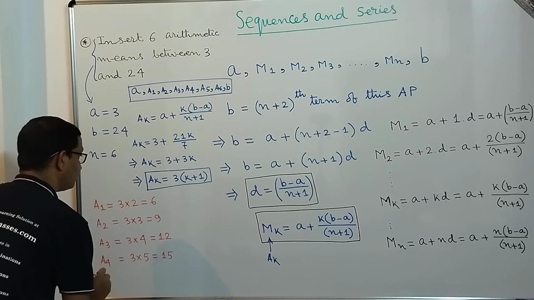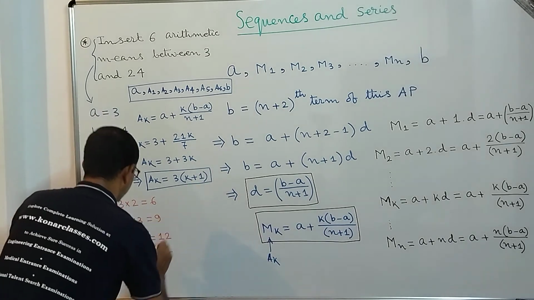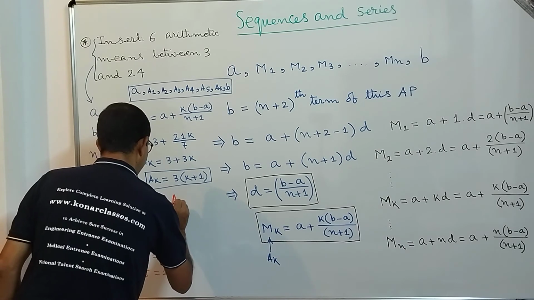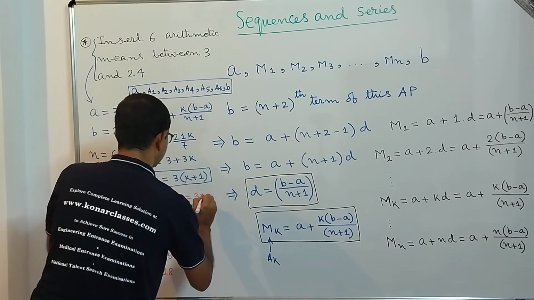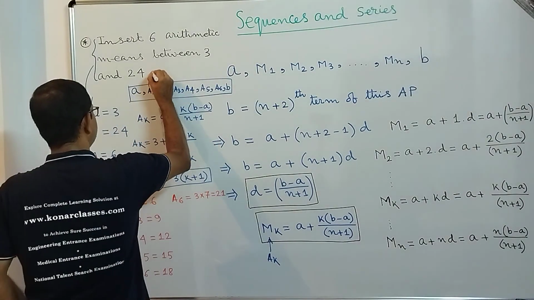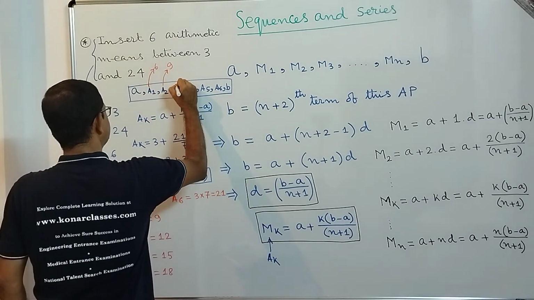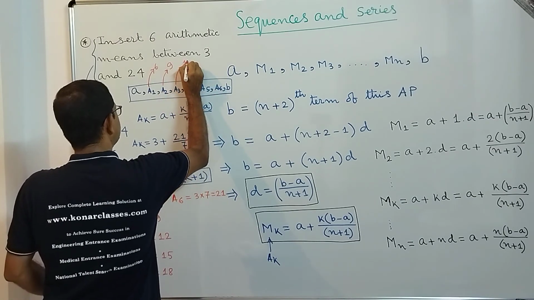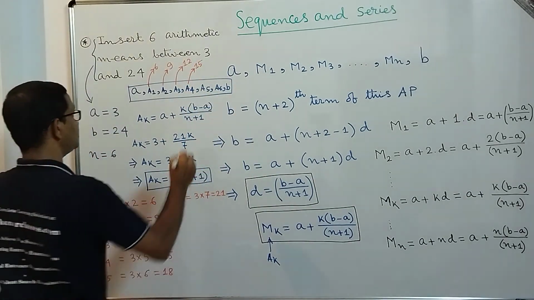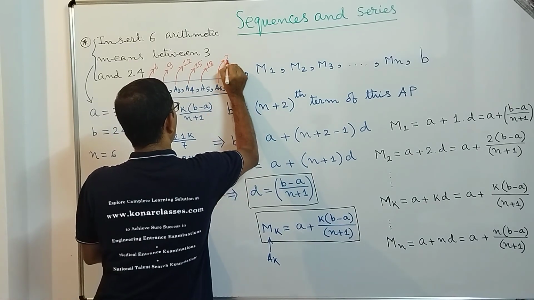And then what is A5? A5 is equal to 3 into (5 plus 1), that is 3 into 6, equal to 18. And finally we get the value of A6, that is 3 into (6 plus 1), which is 3 into 7, equal to 21. So what are all these 6 arithmetic means? The first arithmetic mean is 6. The second is 9. The third is 12. The fourth is 15. The fifth is 18. And the sixth arithmetic mean is 21.